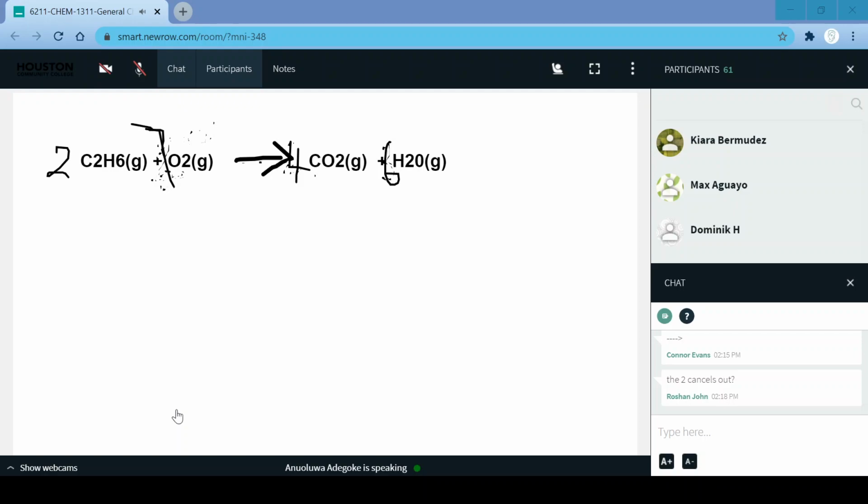All right, let's count everything. 4 hydrogens here. 4 carbons here, 4 carbons here. 6 hydrogens, 12 hydrogens here. 2 times 6 is 12. Here, 6 times 2 is 12 hydrogens.